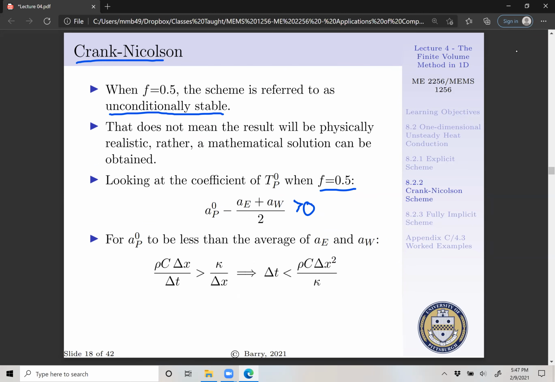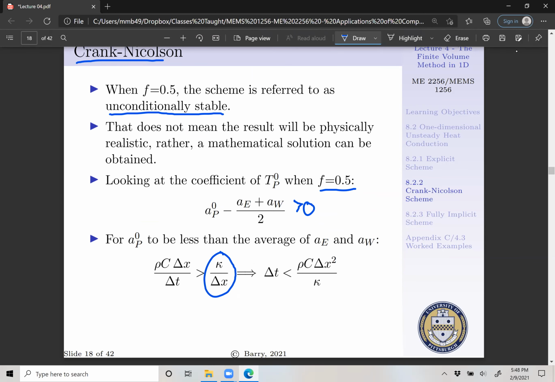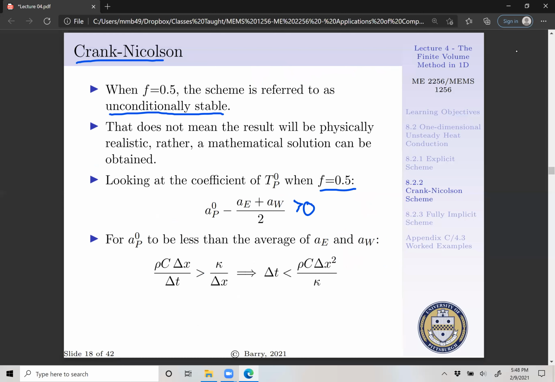Now, all we can say is AP naught is equal to rho C delta X per delta T. And we want this to be greater than kappa per delta X. Notice how we had this 2 down here. It cancels out the 2 that we previously had within our numerator. So when we solve for delta T, our time step, we're left with rho C per K, so you'd have delta X squared per alpha.